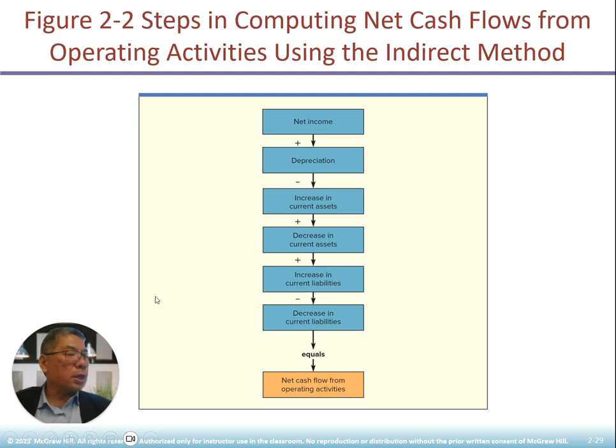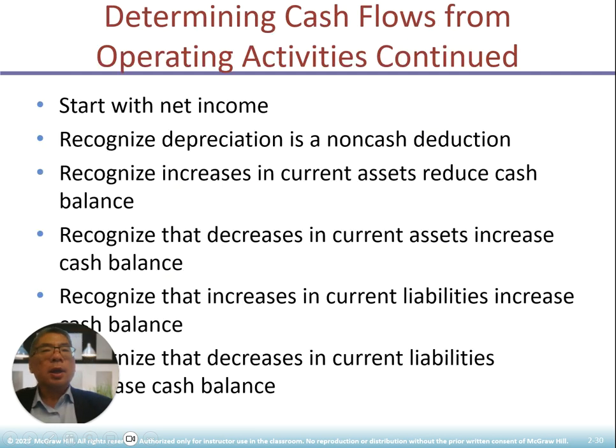Okay, so you get this net cash flow from activities logic. This is the step given to you. And then determine cash flow from operating activity, continuing here. Start with net income, recognize the depreciation, recognize the increase in current assets, recognize the decrease in current assets, recognize the increase in current liabilities, especially in each balance, and recognize the decrease in the current liabilities.